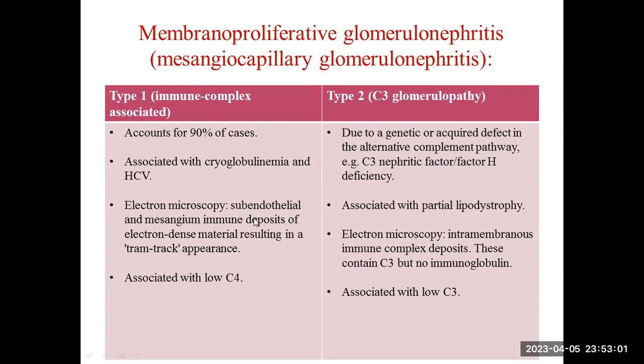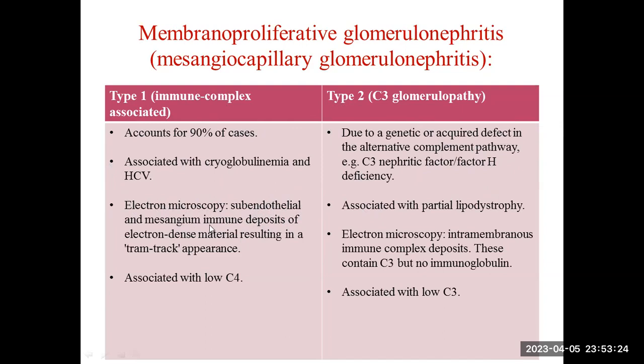So let's talk about the findings on biopsy in type 1. In type 1, you will have subendothelial and mesangial immune deposits. So the deposits here, which will be detected on electron microscope, will be in the subendothelial surface and in the mesangium. This is very important in order to differentiate it from the deposits in the second type.